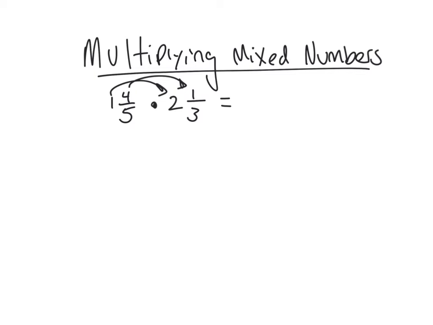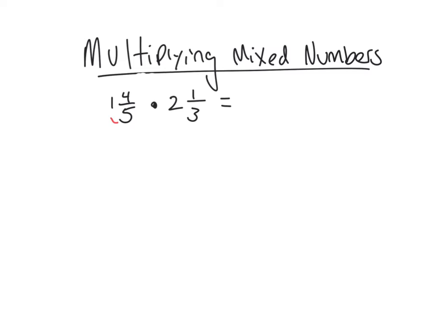If we wanted to do this in pieces without changing it into mixed numbers or into fractions, we would have to do 1 times 2, then 1 times 1/3, then 4/5 times 2, then 4/5 times 1/3, and add those all together. So that is technically an option if you feel like doing all of that work. But the easier way, most likely, to do most of these problems is to convert these mixed numbers into fraction form. Okay, and that's fairly easy.